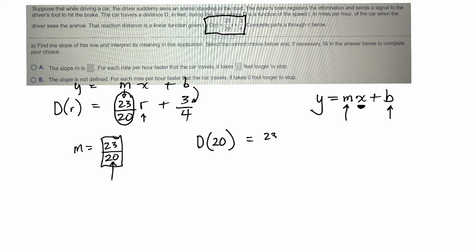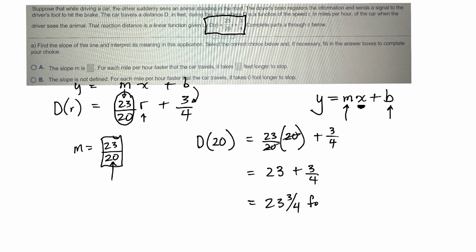So it'd be 23 over 20 times 20 plus 3/4. So here I sort of put the same number there so I could cancel them. So they'd be canceled. That'd be 23 plus 3/4, or just 23 3/4. And now, is this feet? Yep, feet. So if you're going 20 miles an hour, it would take you 23 3/4 feet to stop.